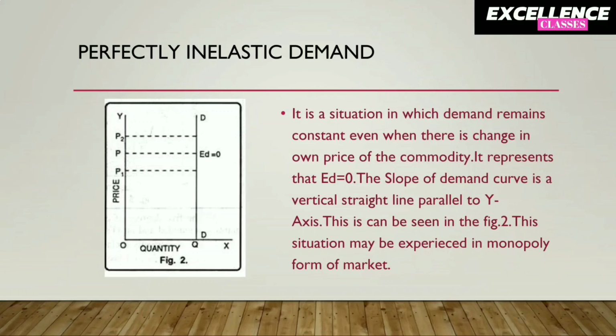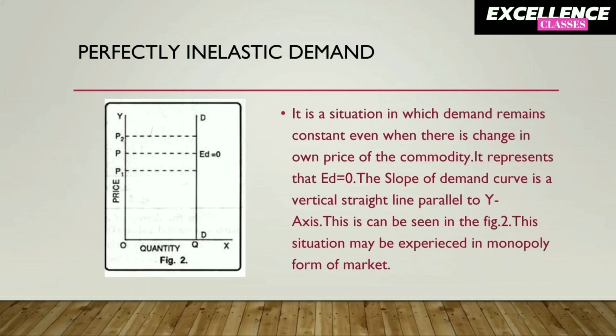On the other hand, perfectly inelastic demand is a situation in which demand remains constant even when there is change in the price of the commodity. It represents that elasticity of demand will be equals to 0. The slope of demand curve in this scenario is a vertical straight line parallel to y-axis. This can be seen in figure 2. This situation may be experienced in the monopoly form of market or in the case of very essential goods.